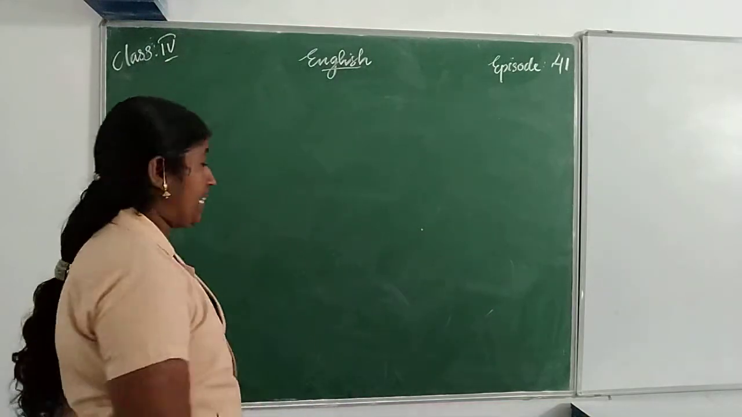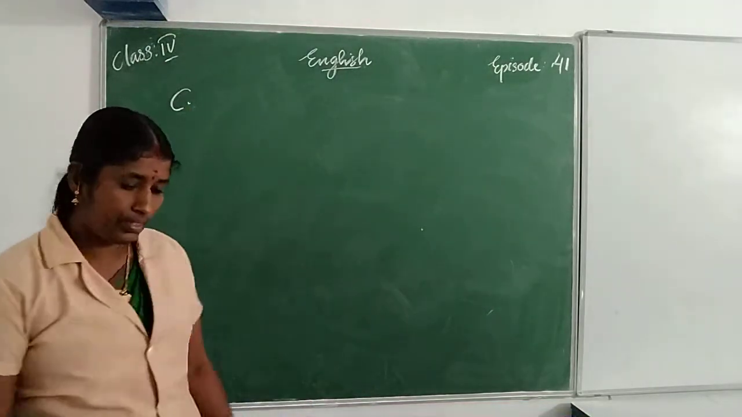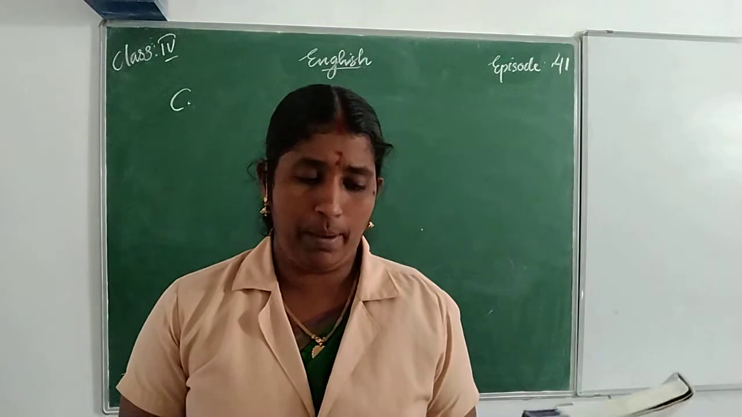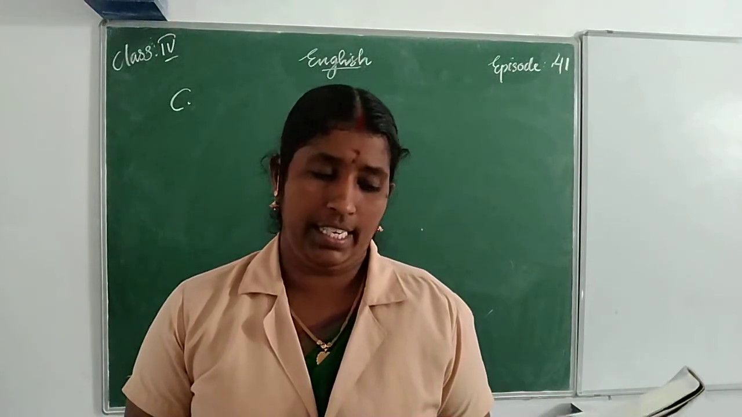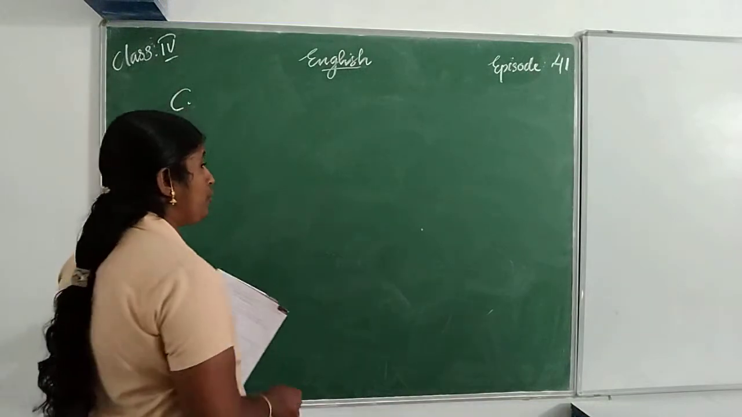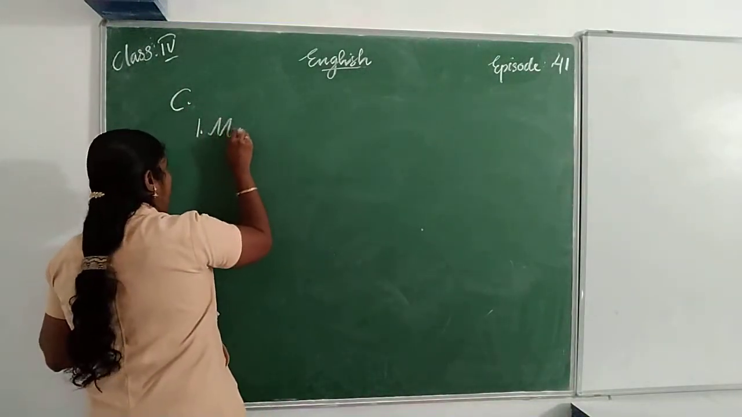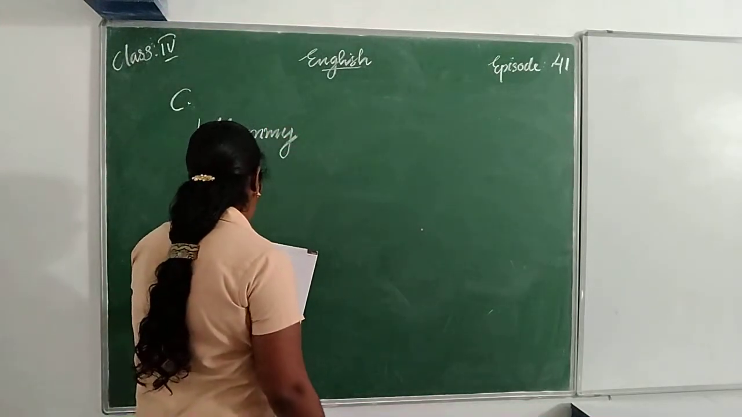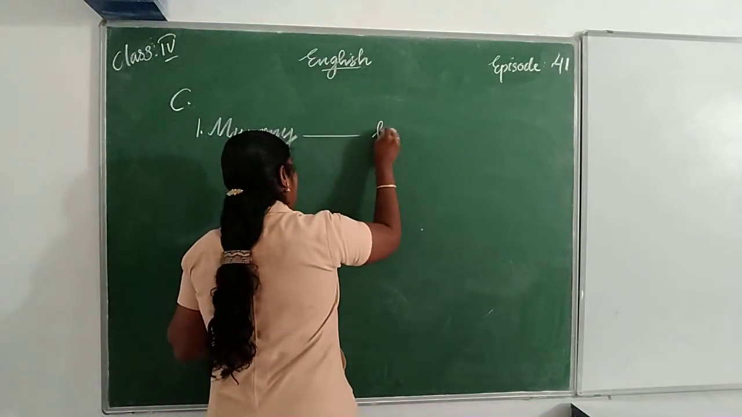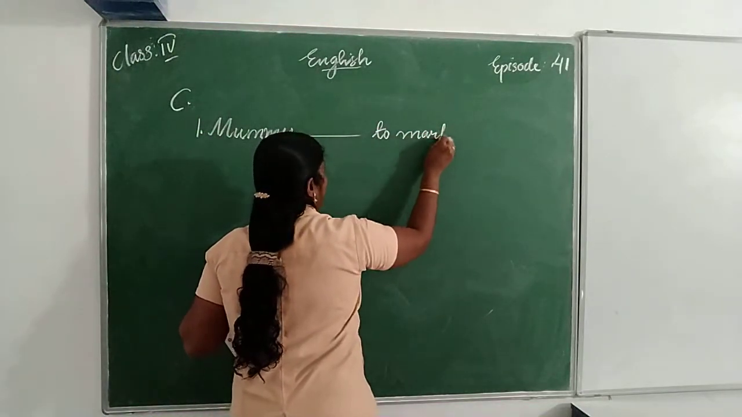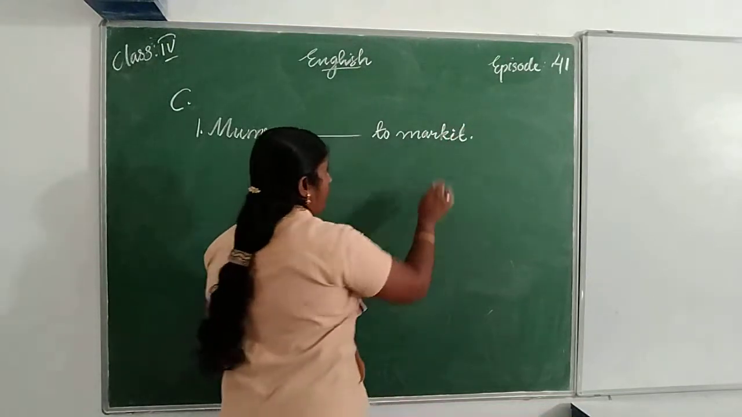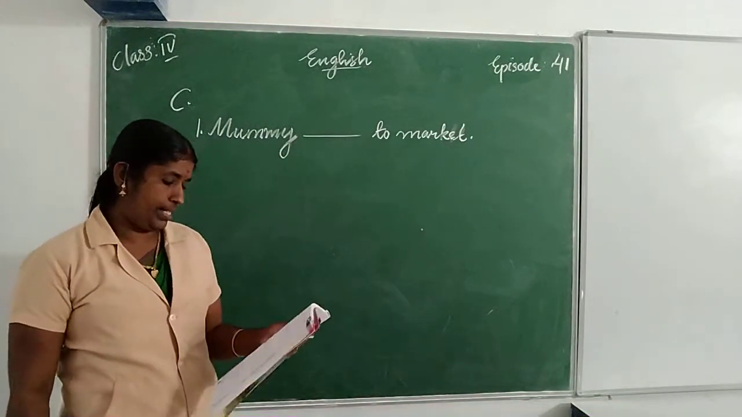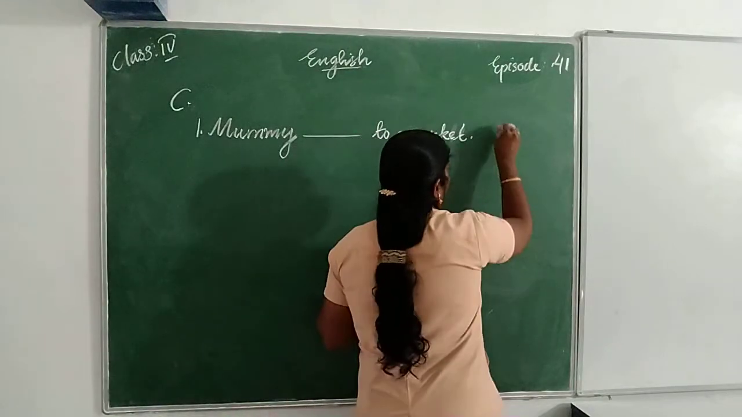Then exercise C, page number 13, exercise 3. Write the correct verb from the bracket and complete the sentence. First one, mummy dashes to market. Mummy dash to market. The verb is go.